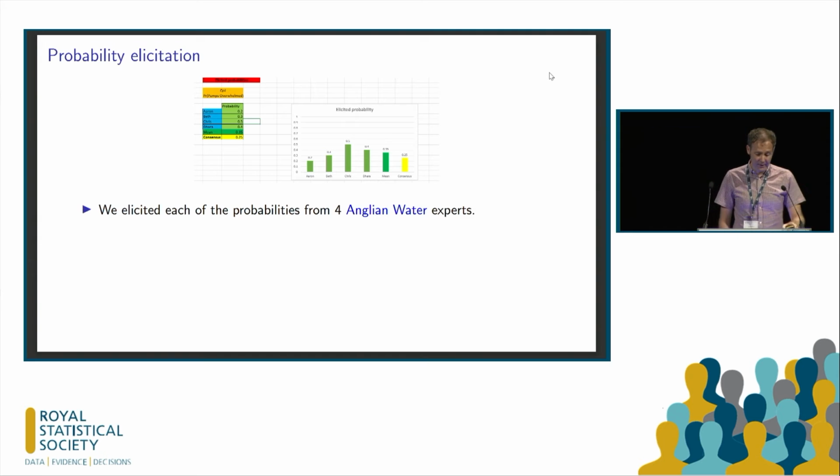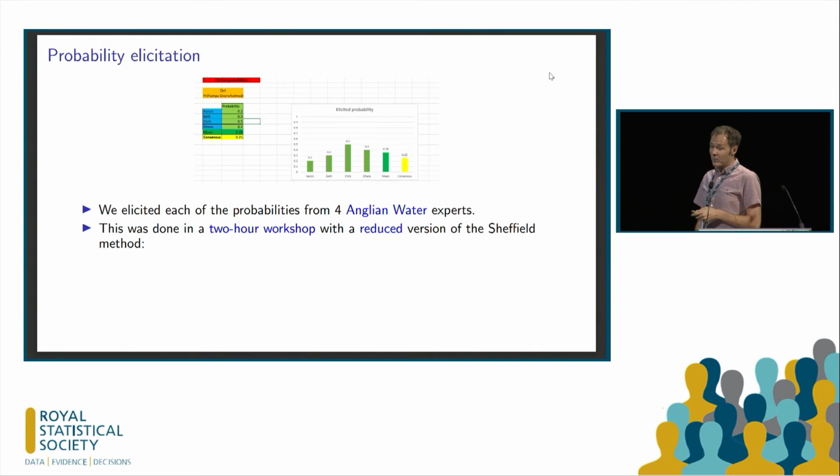So how did we conduct the elicitation? We had 4 Anglian Water experts, high-ups, as I tend to call them, people who are responsible for strategy against flooding and those sorts of things. But also we had the engineer who was in charge of this particular water pumping station, who knew about the situation on the ground and how things actually worked. We had a 2-hour workshop. That's quite a lot of probabilities to elicit in a 2-hour workshop, so we had to do it quickly.